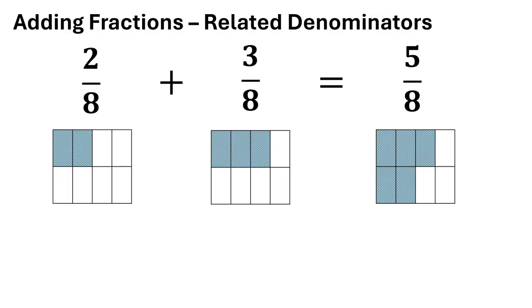the fractions together. So when we're adding fractions with related denominators, what I like to do is I like to find the equivalent fraction, and then all we do is add the numerators together. And that is the shorthand for finding or calculating the sum of two fractions with related denominators.